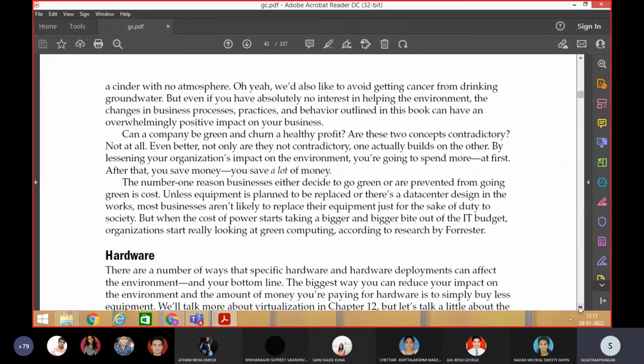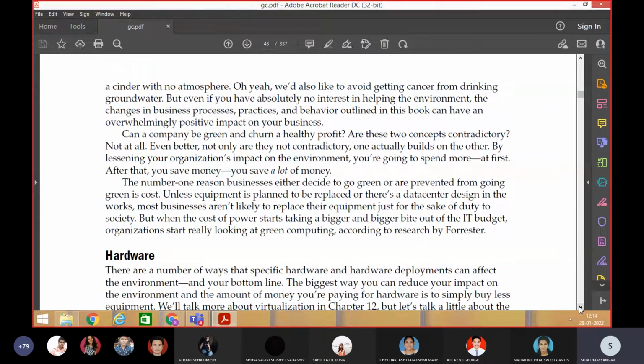Drinking contaminated water causes cancer. Everything is because of whom? Why is it happening? Because of us. We don't have proper awareness towards green computing. That is why we don't discard it properly. We don't recycle it. We don't reuse it properly.